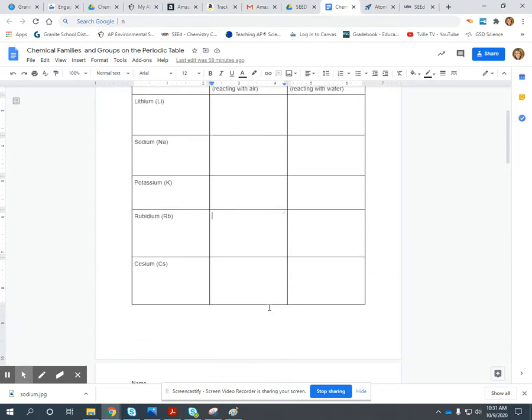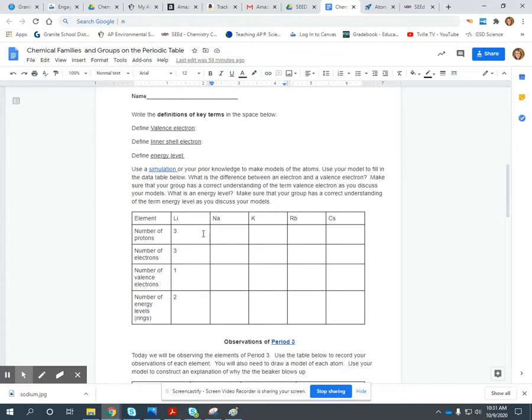Okay. The next part of this Google Doc is going to have you define some key terms. So if you go to the Nearpod, you will find the definitions of these key terms in your Nearpod presentation. It's important that you guys understand, not just copy and paste the definition, but really understand what a valence electron is and what these energy levels are, because that will help to explain some of the differences in the properties that we're going to be observing in these elements.